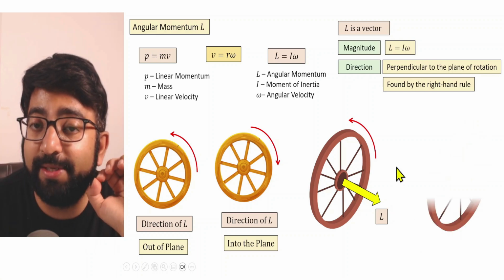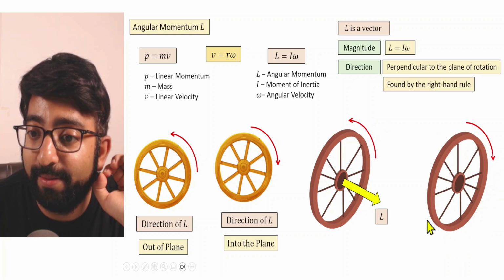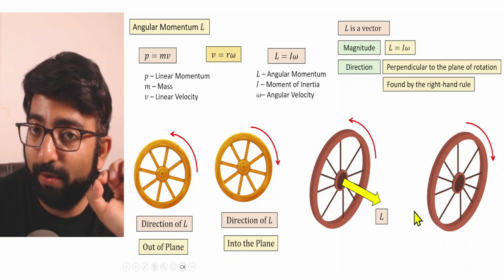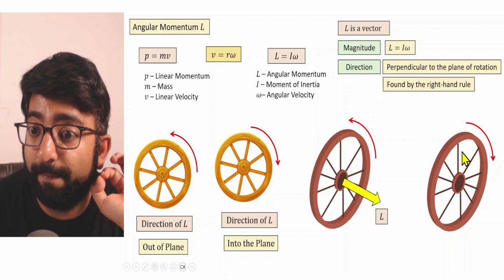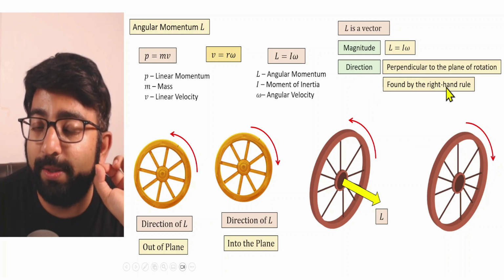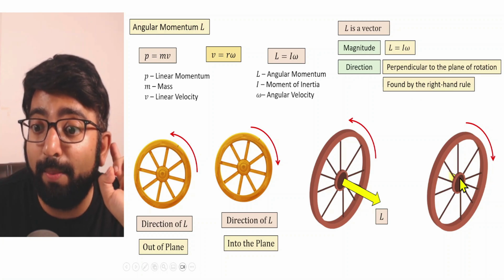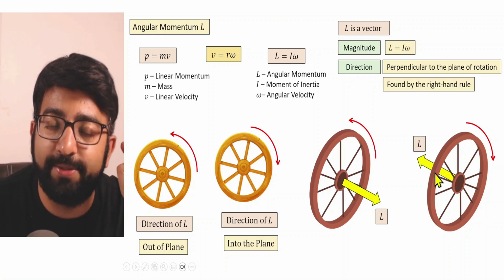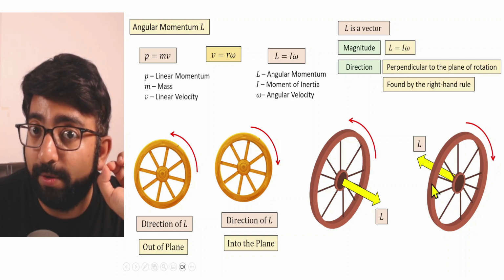As opposed to this, let us consider the last case where it is the same wheel but rotating in this particular orientation. Here also we'll do the same thing. The angular momentum direction is perpendicular to the plane of this wheel but found by the right hand rule. If we curl our fingers in this direction, the thumb will point towards that direction. So this yellow arrow will determine the direction of angular momentum for this wheel.